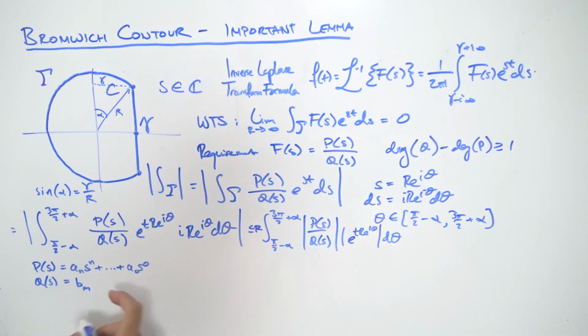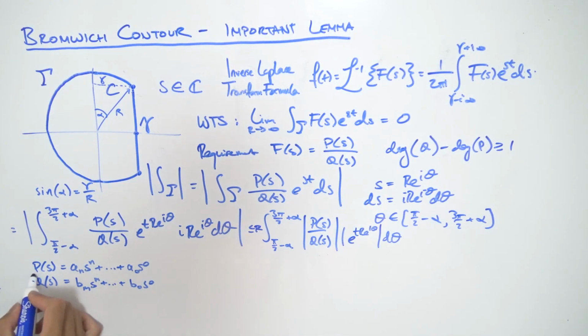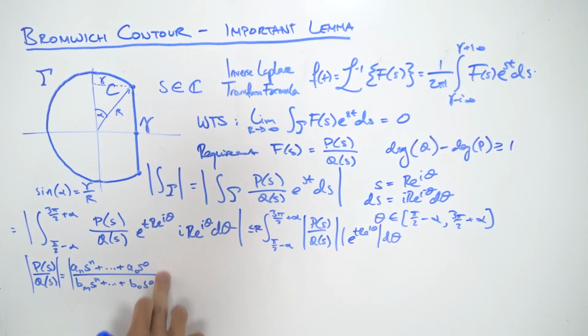So these powers are going to be different. So we're going to have s to the m plus dot dot dot plus b_0 s to the 0. And we're taking the quotient of this, obviously, so let's just divide everything through over here. So these are equal, and we're taking the absolute value of this. So let's take the absolute value everywhere here as well.